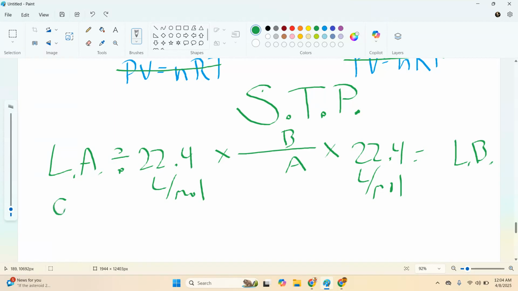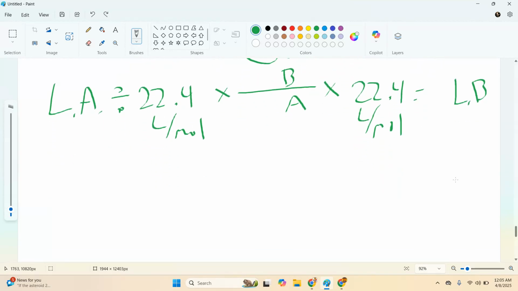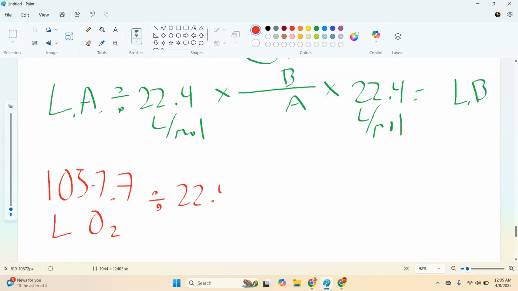If we were starting with grams of A, then this would be dividing by molar mass. And if we were going into grams of B, we'd be multiplying by a molar mass. So I'm just going to go through the steps here, set up, and do everything. So in problem number 11, we have 1,057.7 liters of oxygen gas. It's at STP. So to convert into moles, we're just going to divide by 22.4.